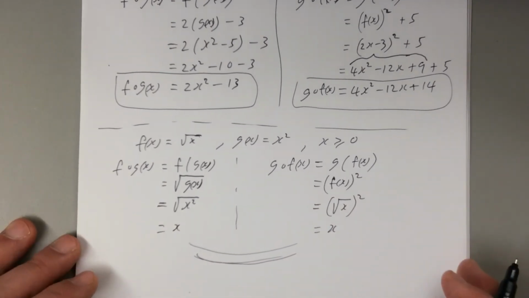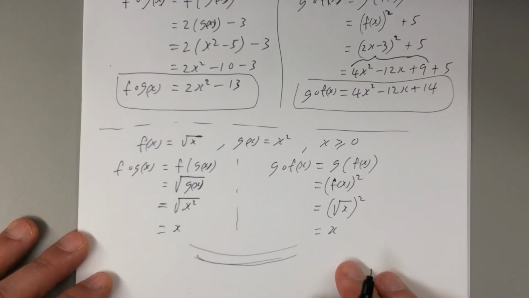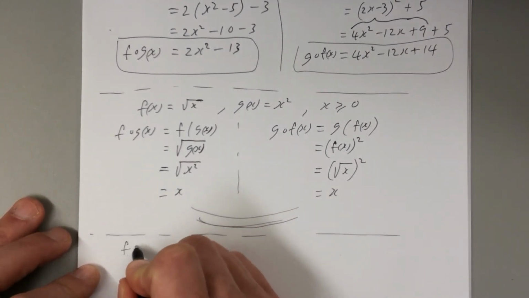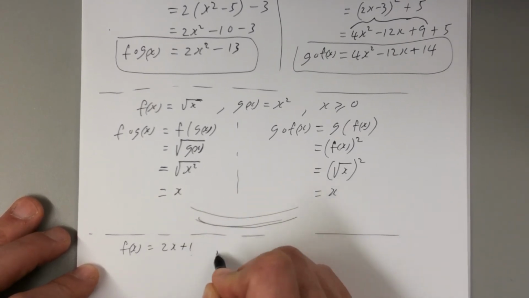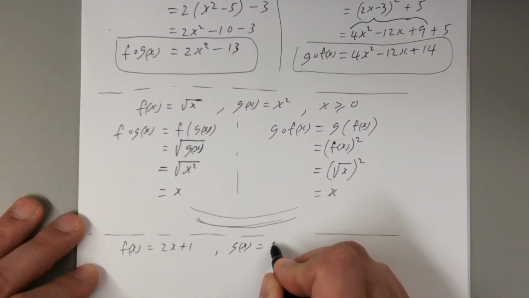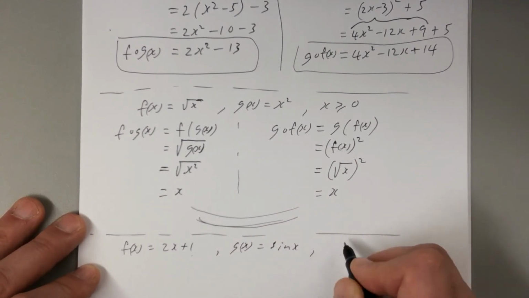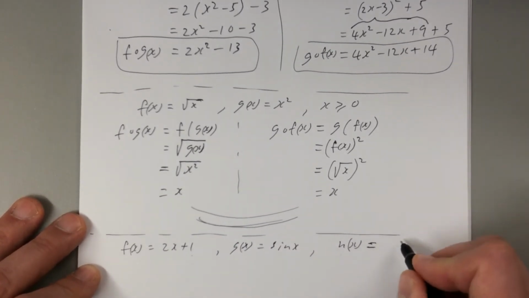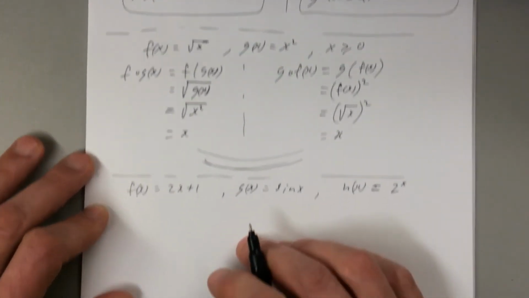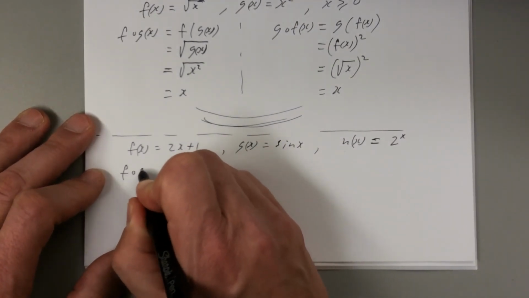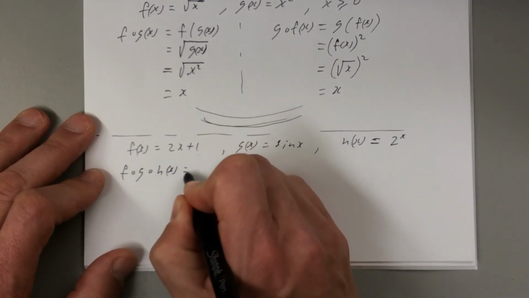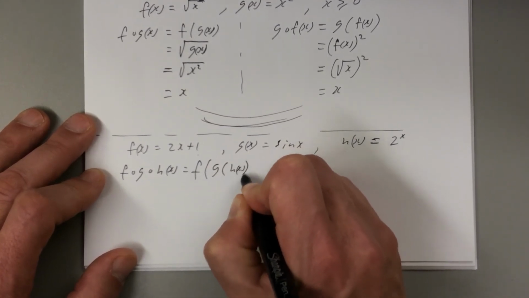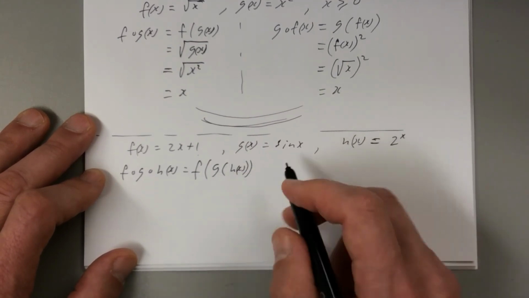All right, so this is composition of functions. We could compose 3 functions. I could have f of x equals 2x plus 1, g of x equals sine of x, and h of x equals 2 to the x. I compose those 3 together. So f circle g circle h of x is going to be f of g of h of x.